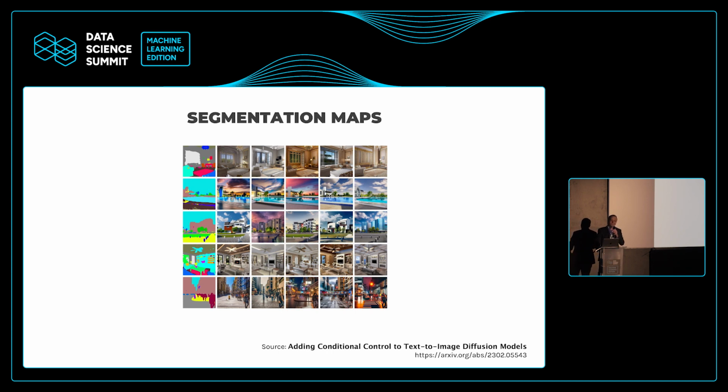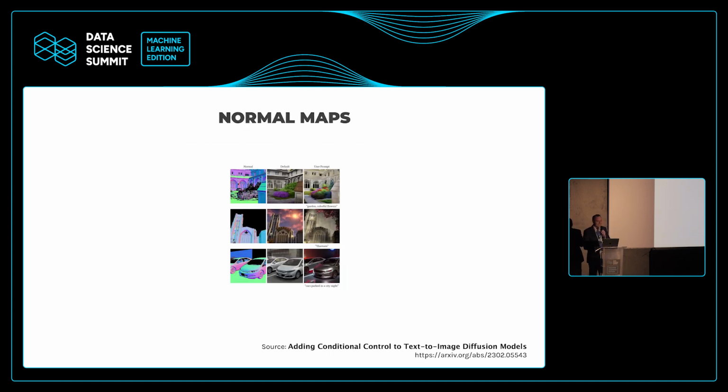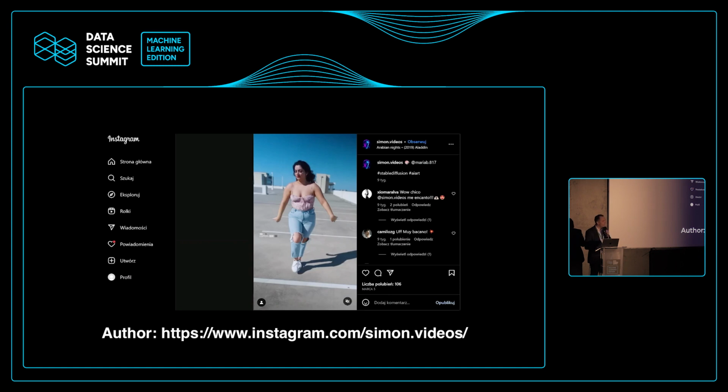There are normal maps. There are a lot of things. And people are really crazy. Just take a look at what they do with ControlNet. This is insane. This is the creativity that people have and know how to use these things.